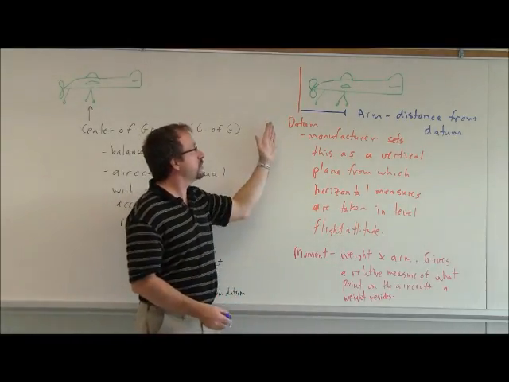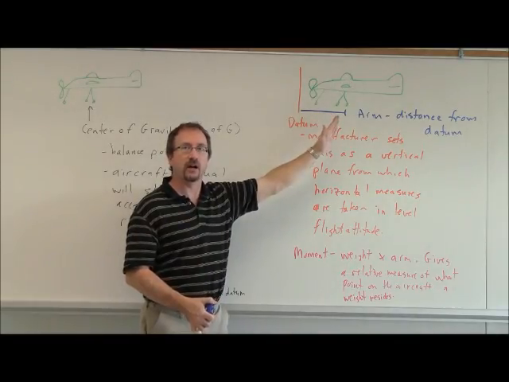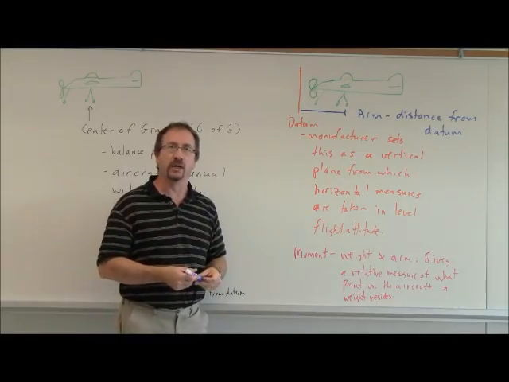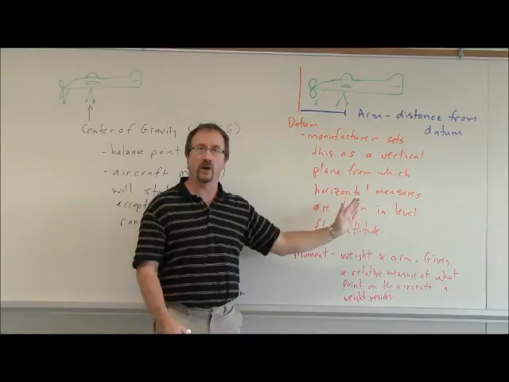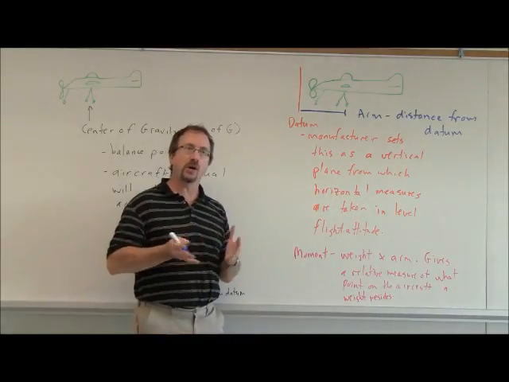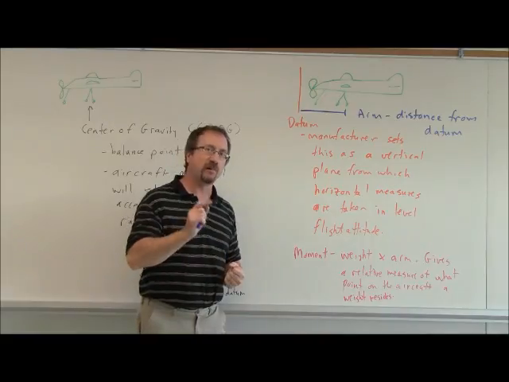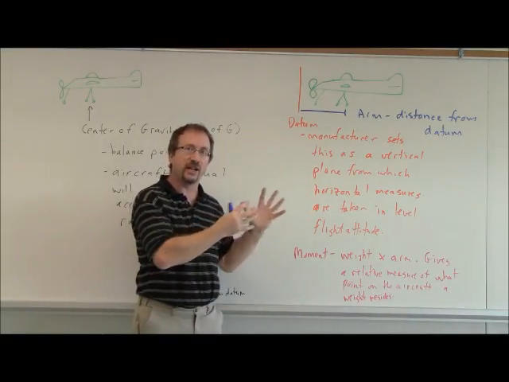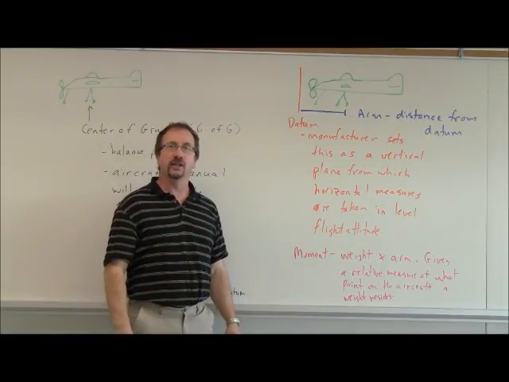From that, given that we know the distance from the datum, the arm, and we know what the weight was, we can then calculate something called a moment. A moment is the weight you measured times the arm of that weight. So it gives us a relative idea of where along that aircraft that weight occurred and how much that weight was. From that moment, and from the arms, and from the datum, all these pieces of data that we collected, we then calculated the center of gravity, which we will do in a separate video.